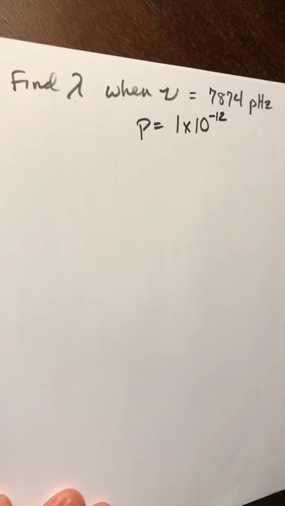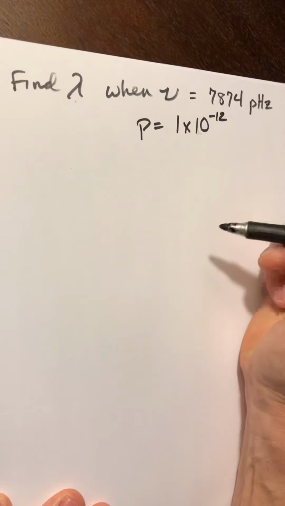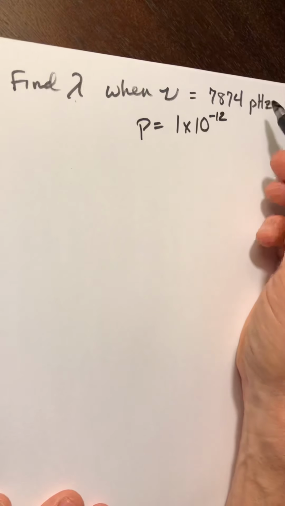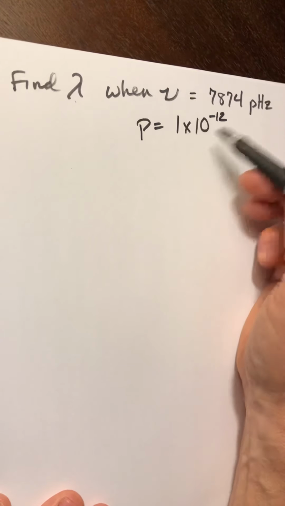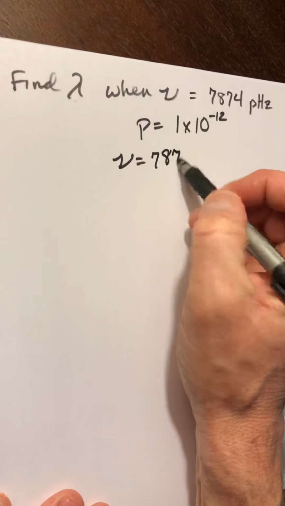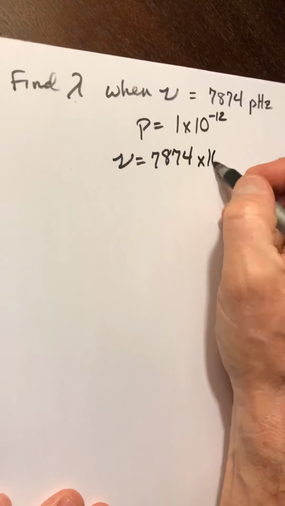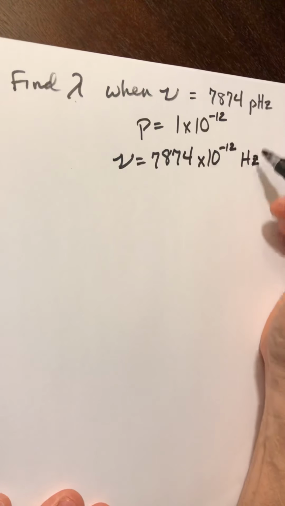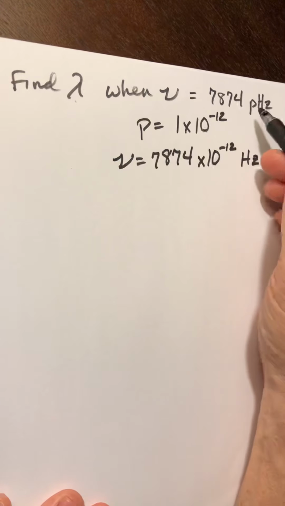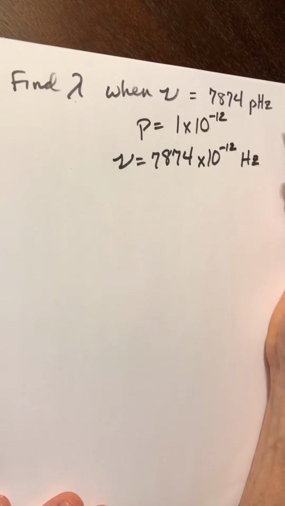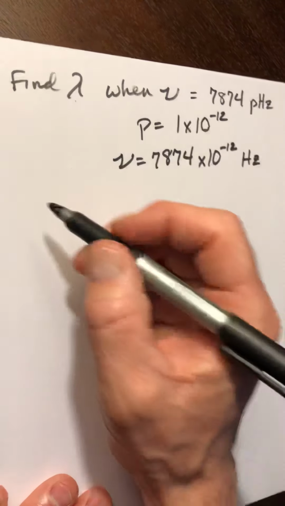Now the problem with our given frequency, we can't use picohertz. It won't work with the math. It'll be off by too many times. But we can put the value of pico into this, and so our frequency then just becomes 7,874 times 10 to the negative 12th, and we've gotten rid of the pico, and now we're just in hertz. The pico is times 10 to the negative 12th, and so we just put it in place. And now we can do the calculation.